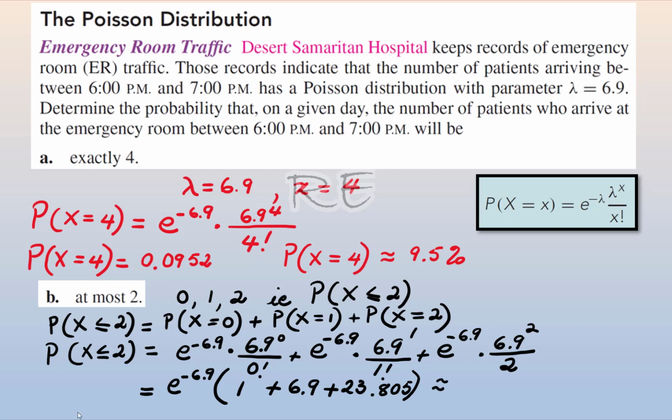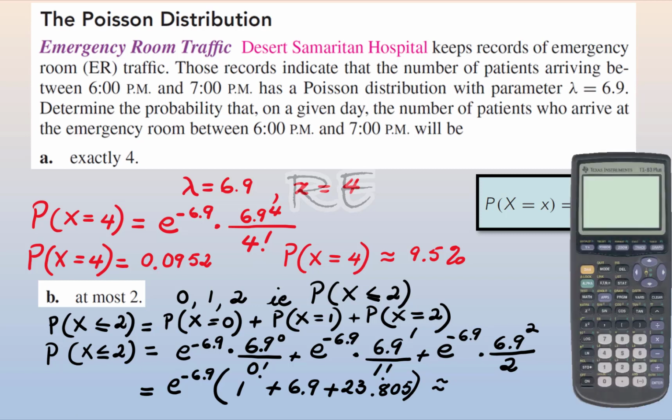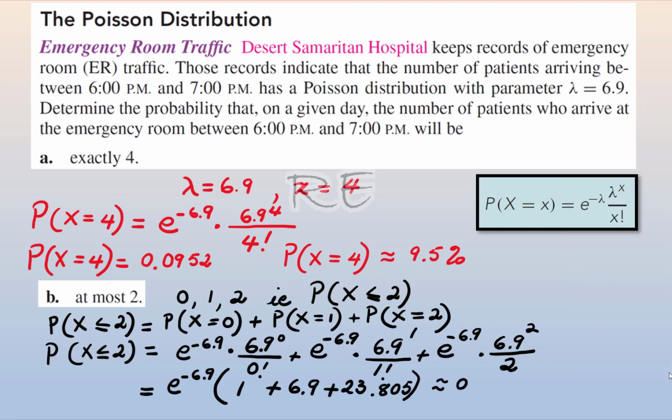And the answer is approximately, we're going to have e, second function ln, e to the negative 6.9 multiplied by open parenthesis 1 plus 6.9 plus 23.805, and the answer is 0.032 approximately. So it's 3.2%.